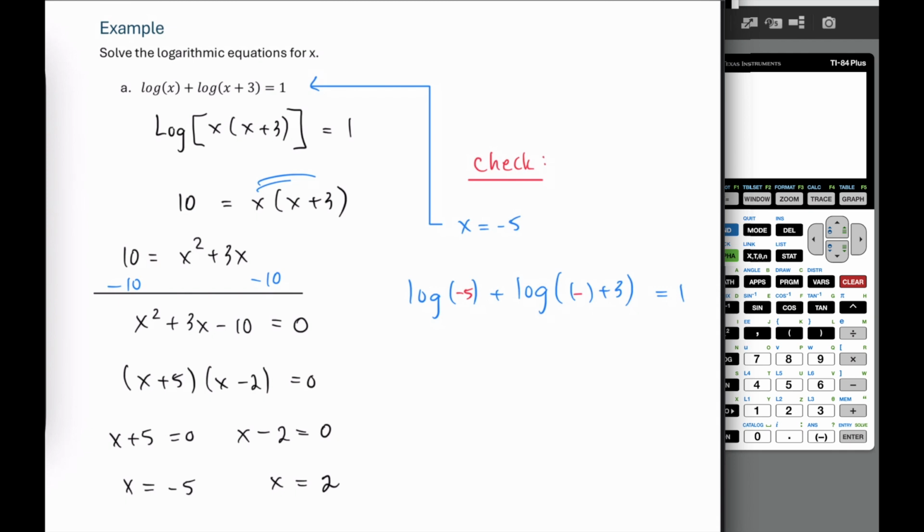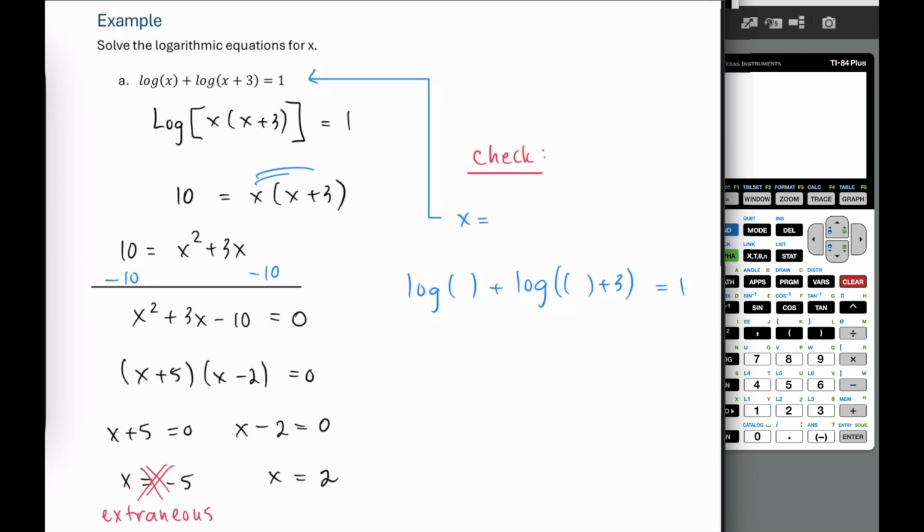And when we plug negative 5 in for x, we see that we get a negative number in the argument of a logarithm, and since the argument of a logarithm cannot be negative, that means that this solution must be extraneous. So now let's check the other solution, which is that x is equal to 2.